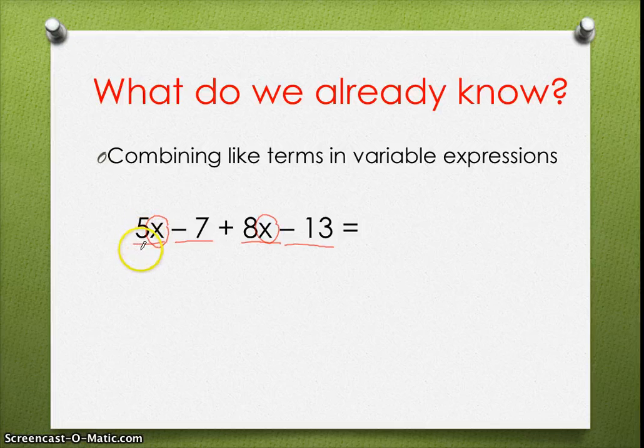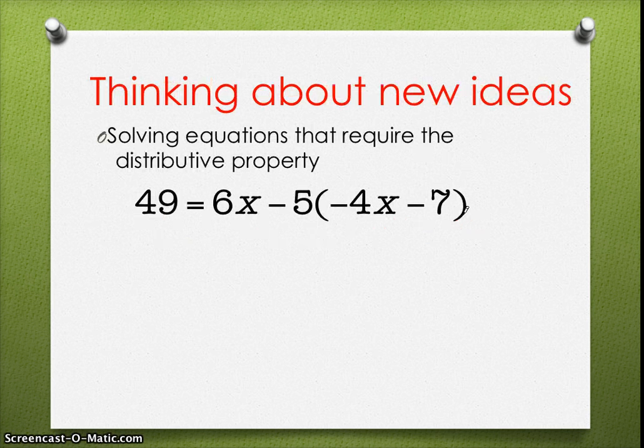So a positive 5x and a positive 8x is going to give you a positive 13x. A negative 7 with a negative 13 is going to give you a negative 20. So let's keep in mind how to combine like terms and apply the distributive property when we're solving equations. So let's take a look at an example problem.